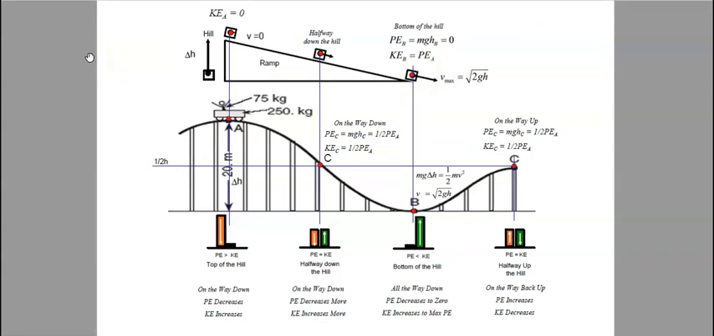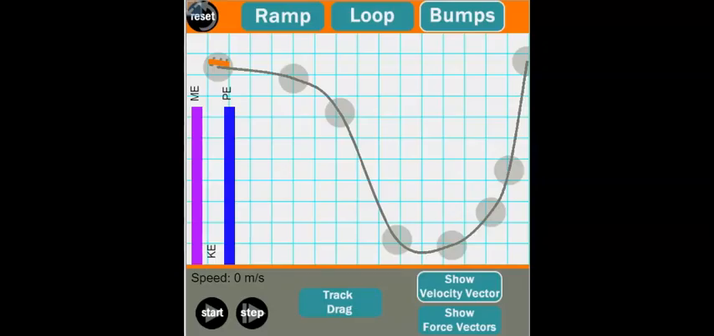Let's take a look at a simulation to see how the potential energy converts to kinetic energy and back again as the roller coaster car rolls down the hill and back up again. Here we have a simulation designed to show you the roller coaster, and on this simulation I have a little orange roller coaster car that will roll down the hill and come back up again.